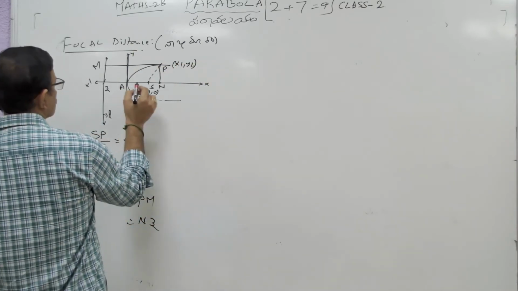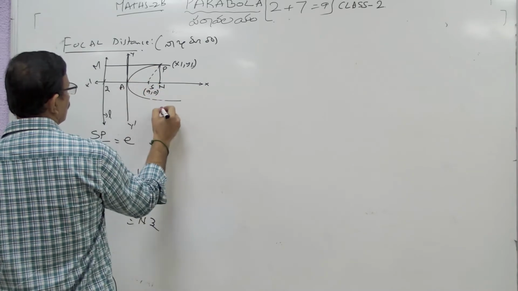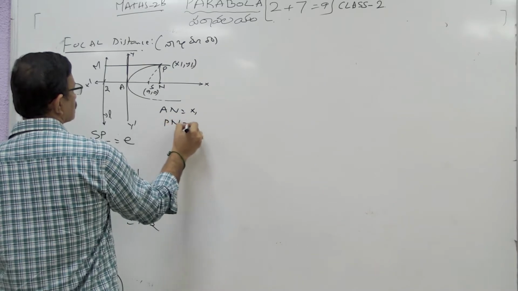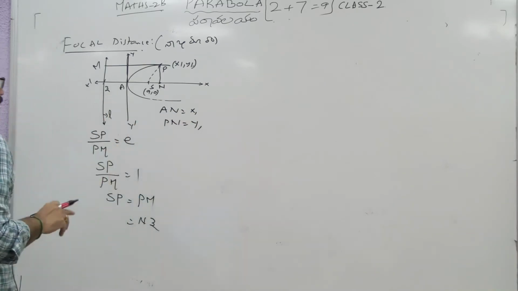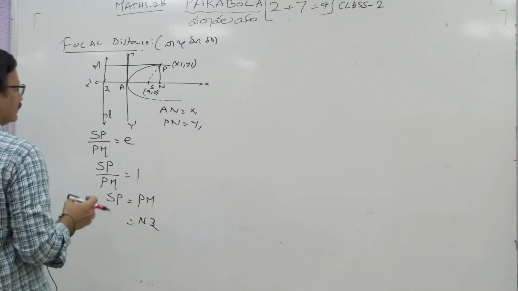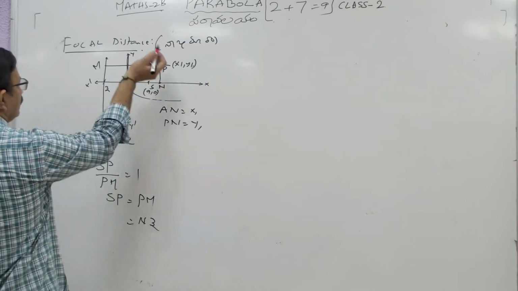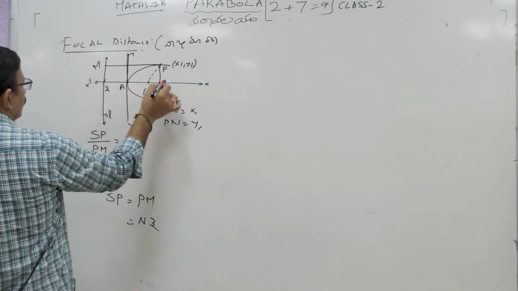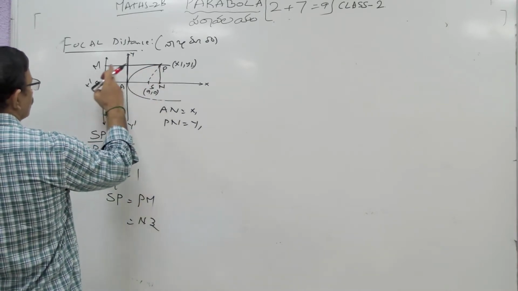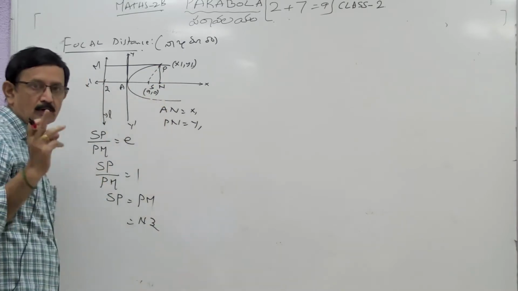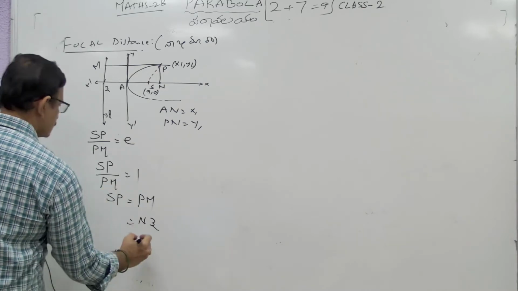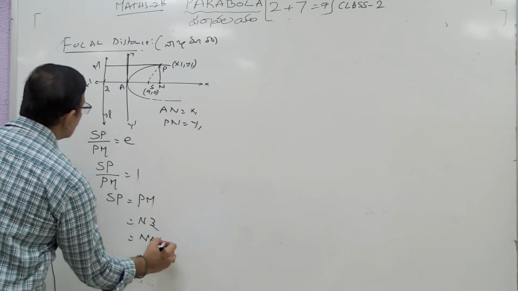Now see here, this is AN. AN is equal to x1 and PN is equal to y1. This is from coordinate geometry, you can take it. Now here we have already learned that A is the midpoint of ZS. Now this PM is equal to NZ. How do you describe this NZ? It is nothing but NA plus AZ.